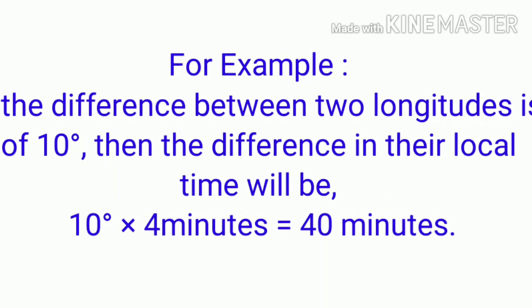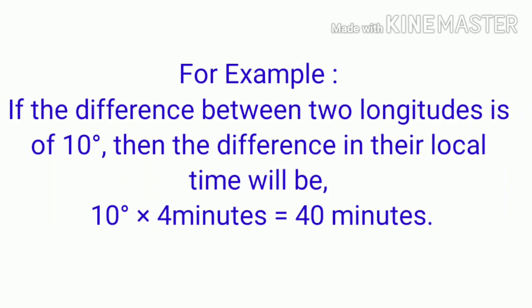For example, if the difference between two longitudes is 10 degrees, then the difference in their local times will be 10 degrees multiplied by 4 minutes, which is equal to 40 minutes. So students, by multiplying the difference between longitudes in degrees by 4 minutes, the difference between the local times of any two longitudes can be calculated.